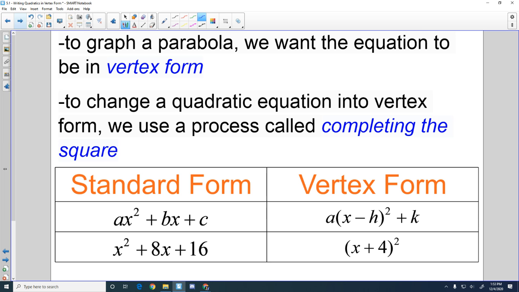So to get it into vertex form, you don't need to write all of this stuff up here. Basically just the table on the bottom. And then this process is what we're going to be learning today, a process called completing the square. It's a new skill.